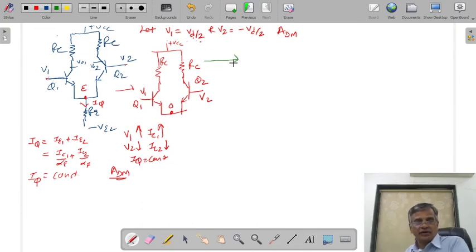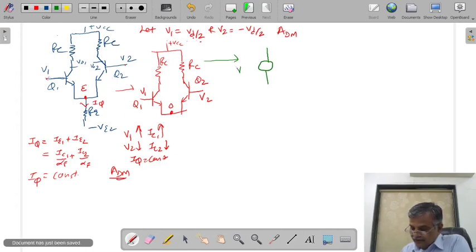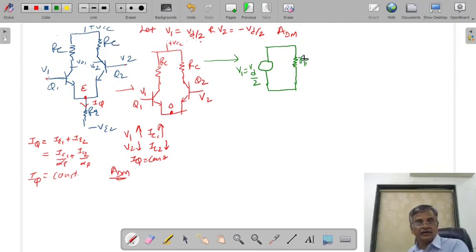The hybrid pi model for this transistor, only for one half of the differential amplifier, only for this part, I can draw like this. This is the input V1, which you have written as Vd by 2. This is the input resistance of one half of the differential amplifier. We have written R pi because I use the word hybrid pi equivalent circuit. This voltage I am writing as V pi.